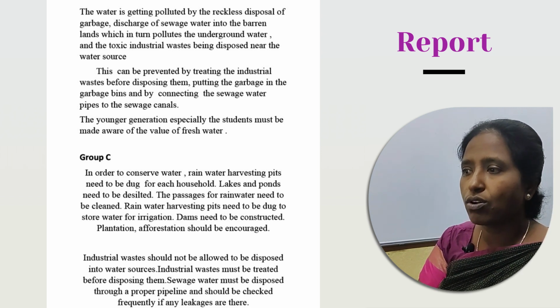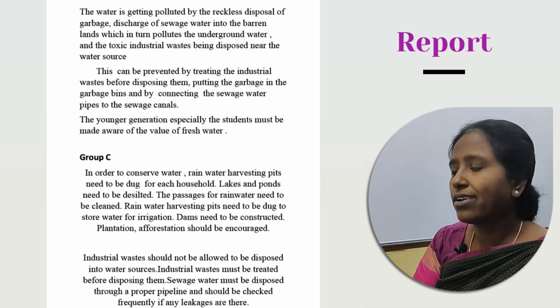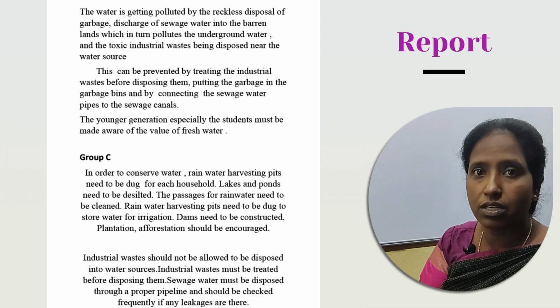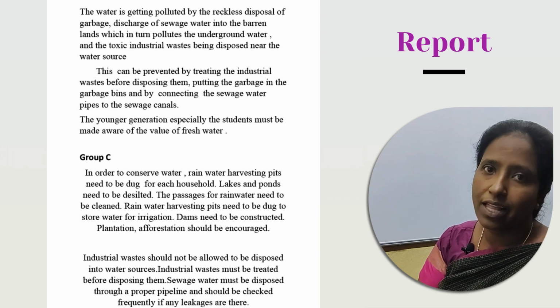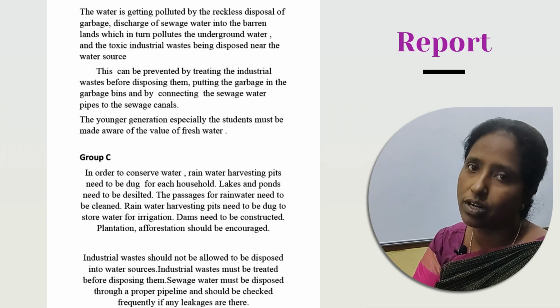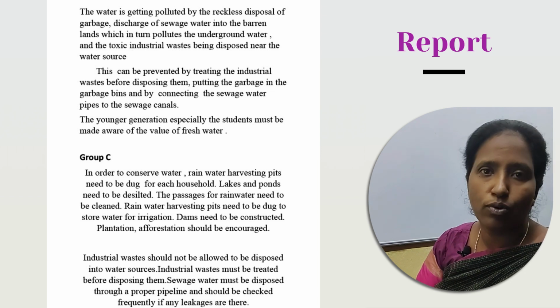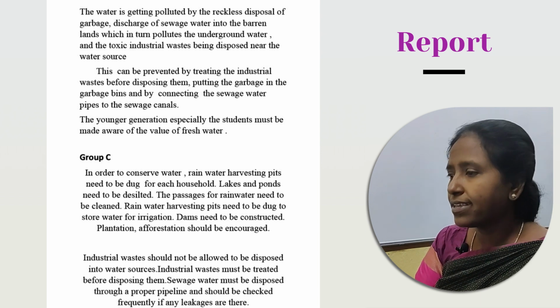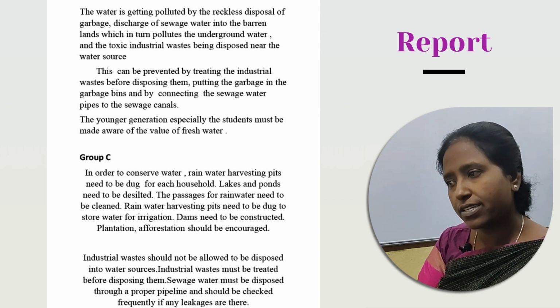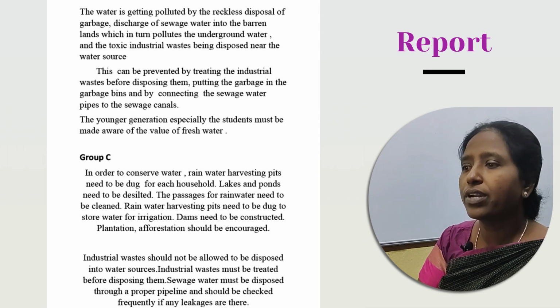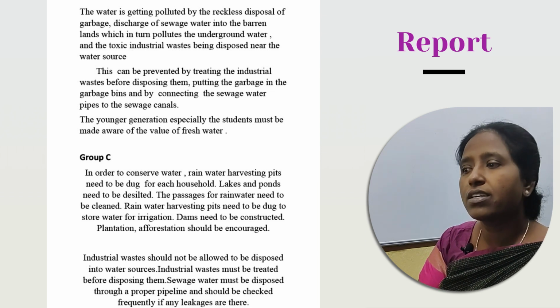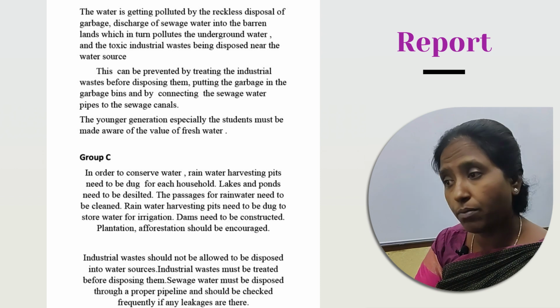And the toxic, means poisonous, industrial waste is being disposed near the water source. They dispose of it near the water source and say they are not putting it into the water source, but slowly it will pollute the underground water. Naturally, water sources are polluted. This can be prevented by treating the industrial waste before disposing of it, putting the garbage in garbage bins, and connecting the sewage water pipes to the sewage canals. So these are the ways you can prevent pollution.